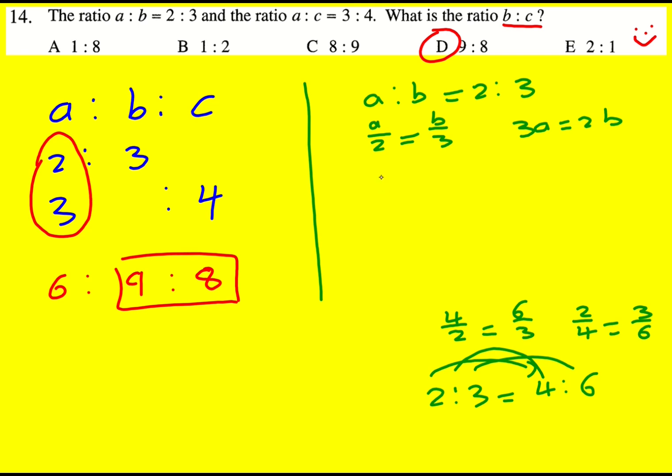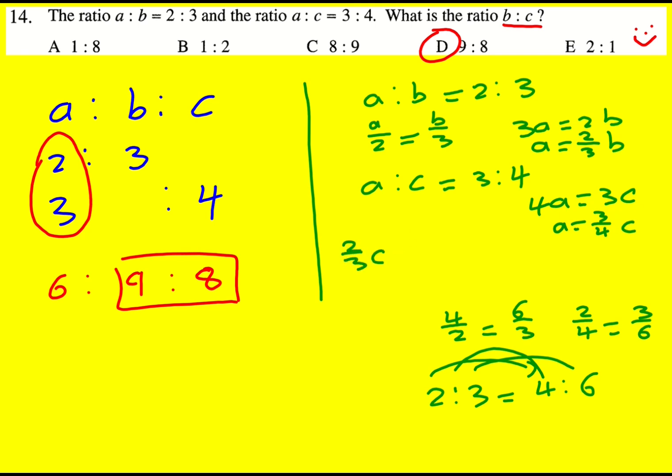And if we carry on with A to C equals 3 to 4, we can do the same kind of thing. We can say that 4A is 3C. So remember, I want to get a comparison between B and C. So I could make A the subject. A is going to be 2/3 B, and A is going to be 3/4 C, which means 2/3 B, I should say, is going to equal 3/4 C.